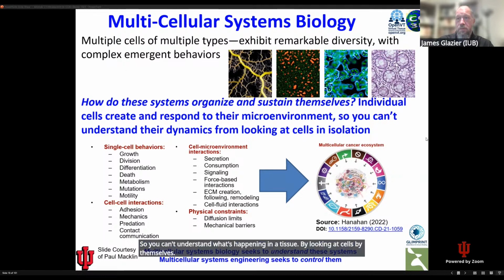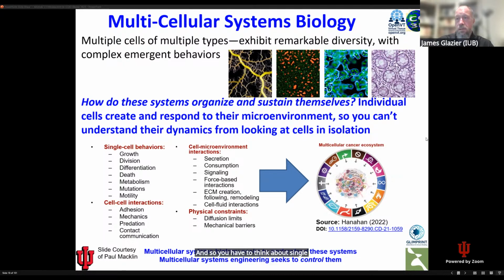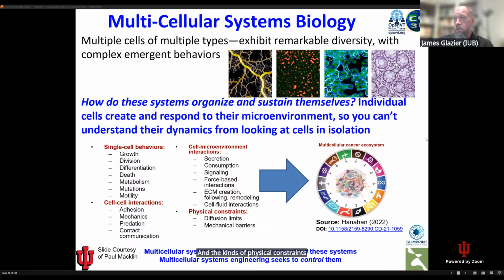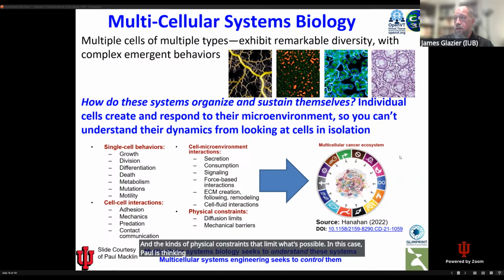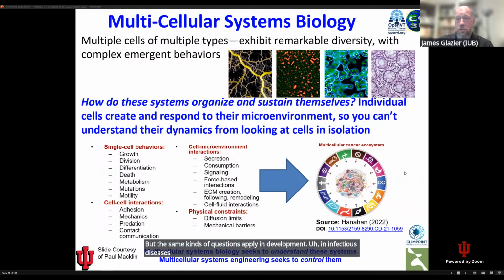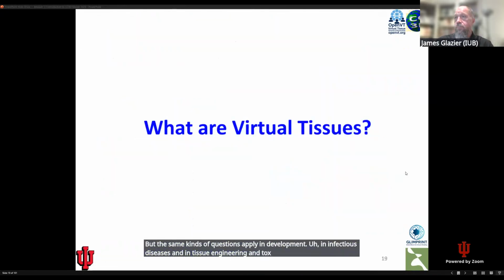And so you have to think about single cell behaviors, cell-cell interactions, cell environment interactions, and the kinds of physical constraints that limit what's possible. In this case, Paul is thinking specifically about multicellular cancer as an ecosystem and what are called the hallmarks of cancer, but the same kinds of questions apply in development, in infectious diseases, and in tissue engineering and toxicology.